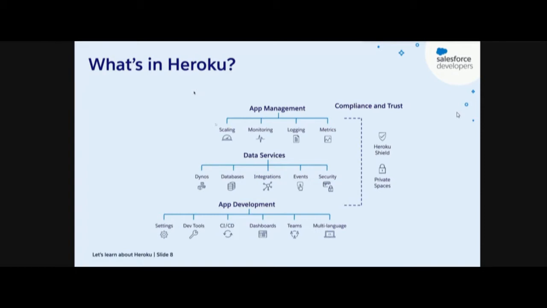And we also have the layer of compliance and trust. There are certain applications that have specific needs. For example, if your application is managing personal information or health information, you might need to use something called Heroku Shield. Heroku Shield is where you can deploy applications that are going to be PCI or HIPAA certified.